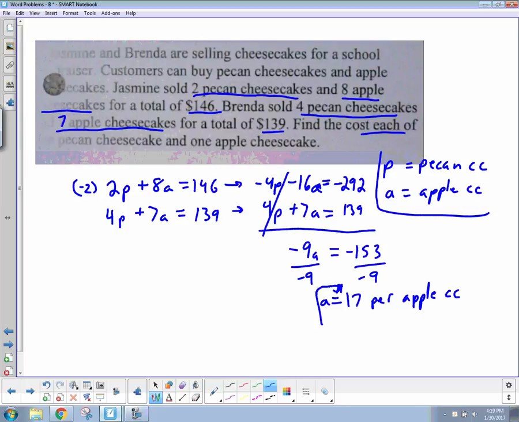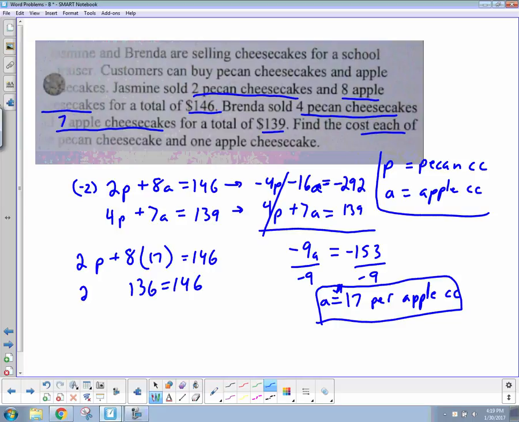Plug that back in. So 2p plus 8 times 17 equals 146. 8 times 17 is 136. 146. 2p, subtract the 136, draw my line, 2p equals 10. I'm going to divide that. Yeah, pecan cheesecake is cheap, $5. Put that over here so you can see it: $5 per pecan cheesecake.